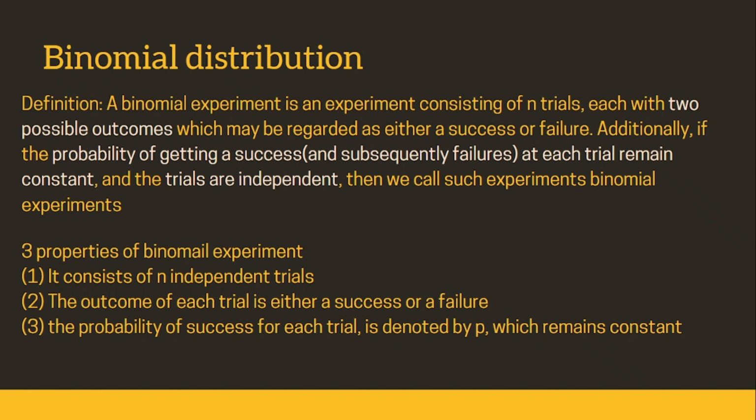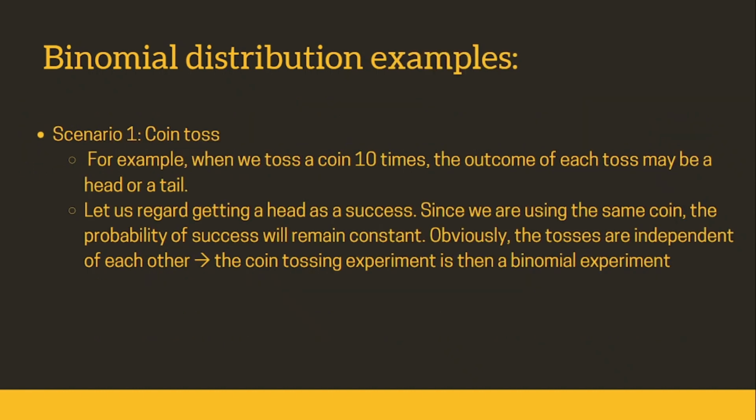And so these are the three main things. One is that it consists of n independent trials, and the keyword is independent. The outcome of each trial only has two outcomes. Either it's a success or a failure. And the probability for each such trial is denoted by p, where this probability has to be constant. So one example will be the coin toss, because it can either be heads or tails. So when we toss a coin 10 times, you'll either get heads or tails. If we take getting a head as success, and we are using the same coin, the probability of success will be constant because these tosses are independent of each other. The coin doesn't change after each toss or anything like that. So that's why we can say that the coin tossing experiment is considered a binomial experiment.